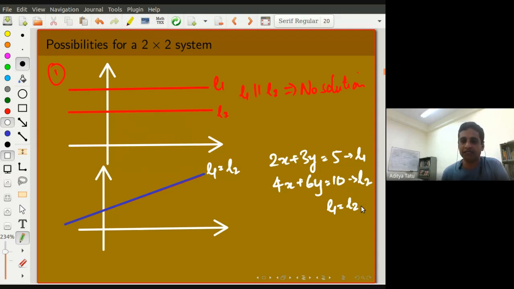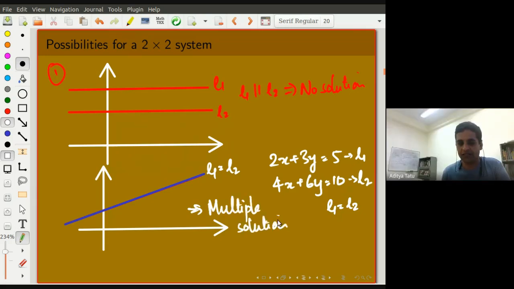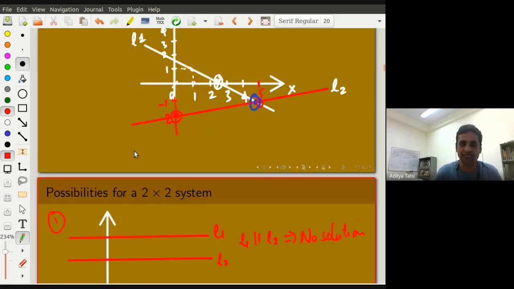And if that happens, we have multiple solutions, and multiple in the sense that there will be infinitely many solutions. Not two, not three, infinitely many. So that's the second case. Anything else? Is it possible? One solution, sorry, one solution. So that is the unique case.